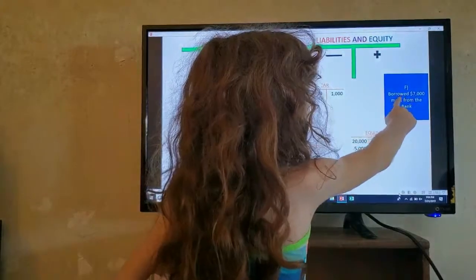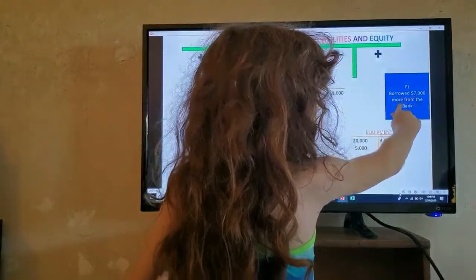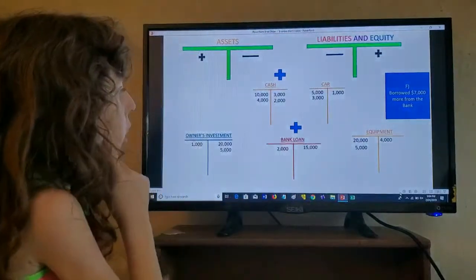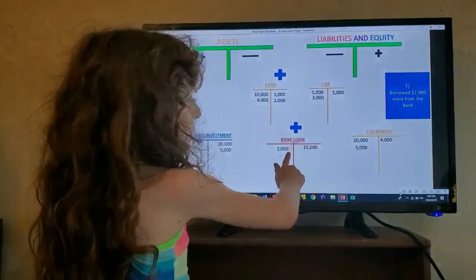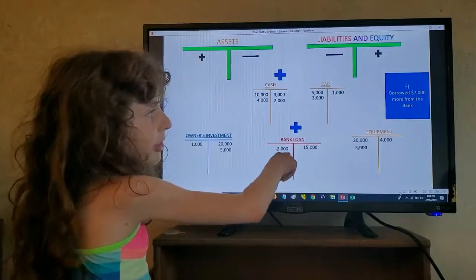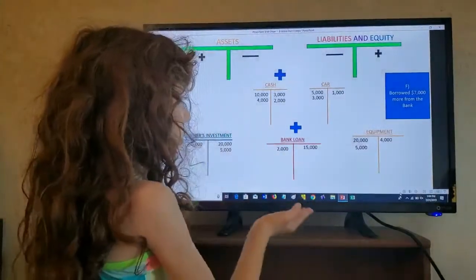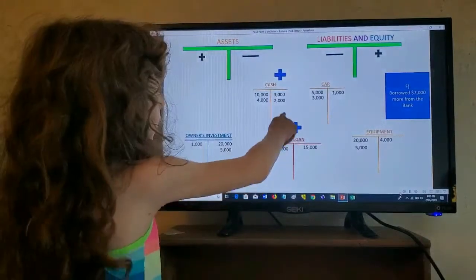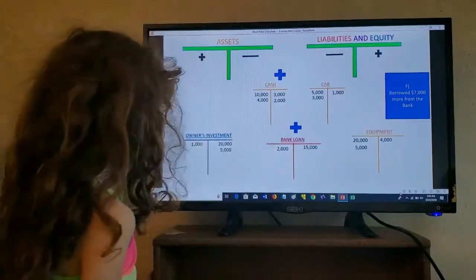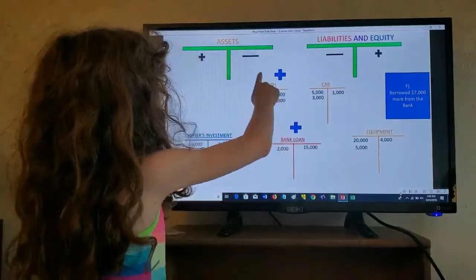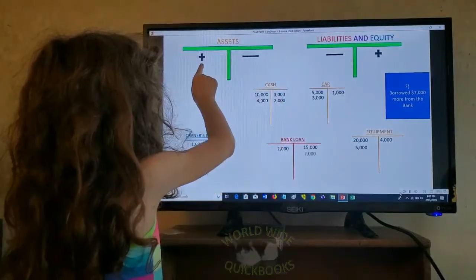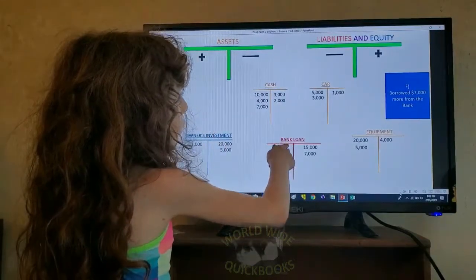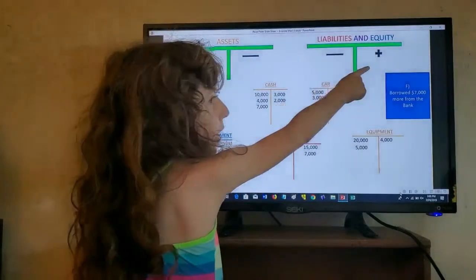Transaction F. Borrowed $7,000 more from the bank. Bank loan will go up and cash will go up. You have more of a bank loan, so eventually you have to pay back the money, and cash goes up because you have more cash. Cash is an asset and it's plus, so it has to be a debit. Bank loan is also a plus and it's a liability, so it has to be credit.